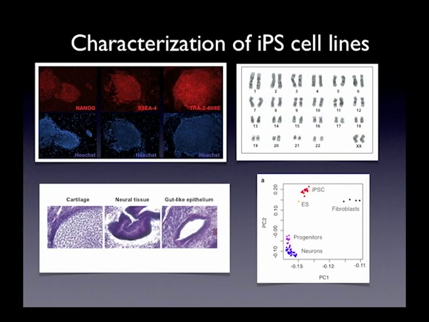And then finally, we look at the expression of their genes. And so we can do these microarrays. This is relatively inexpensive. This is something called a principal component analysis that basically tells you how similar cells are based on the expression of all of their genes. And you can see that the cells that we've made, called iPS cells, are overlapping with ES cells, and they're different from fibroblasts and progenitors and neurons.